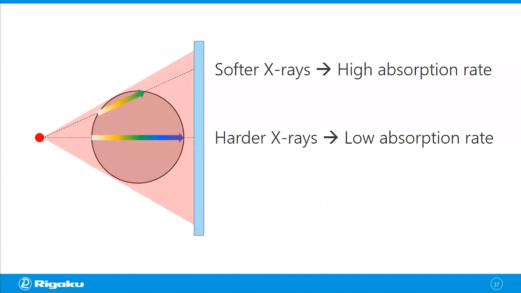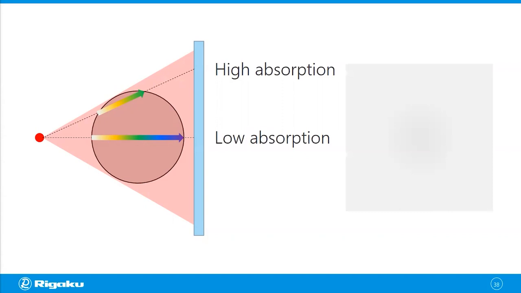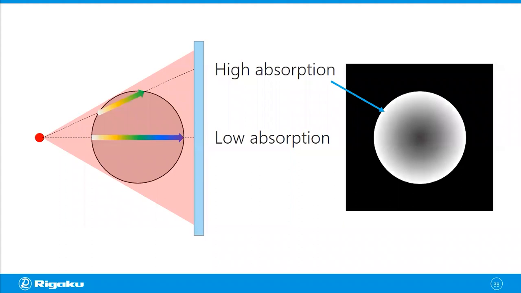Now we have different absorption rates, although we're looking at the uniform density material. And this difference causes this shading. So high absorption rate means higher density. So it appears that you have a higher density material towards the edge. Low absorption rate means lower density. So it seems that you have a lower density at the center. So this is where the shading is coming from.